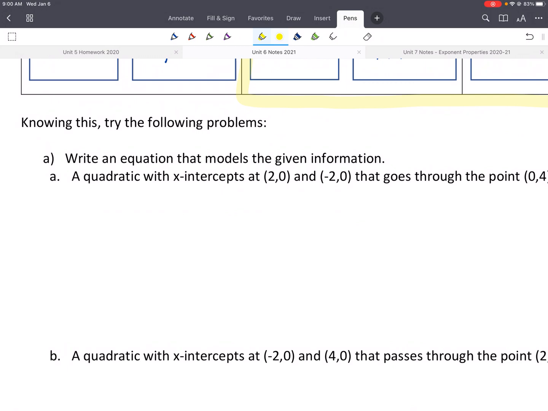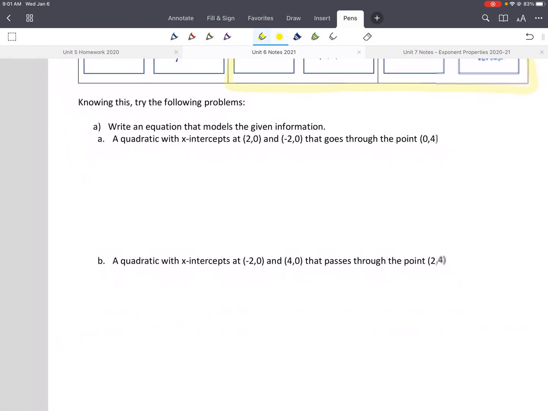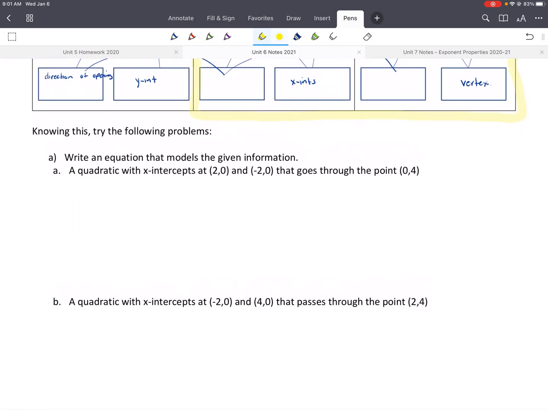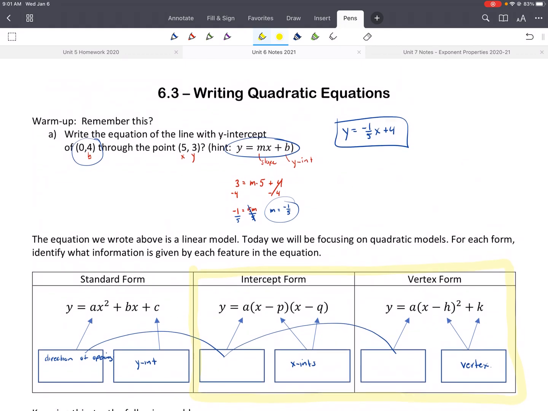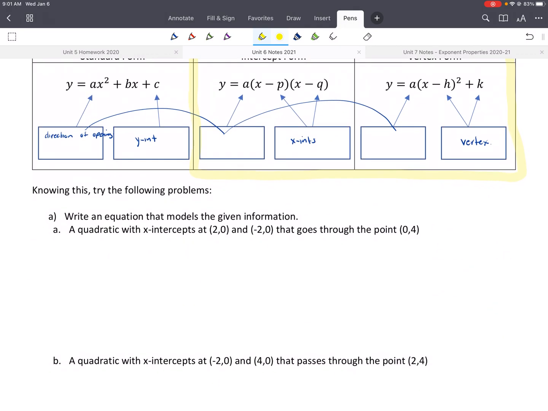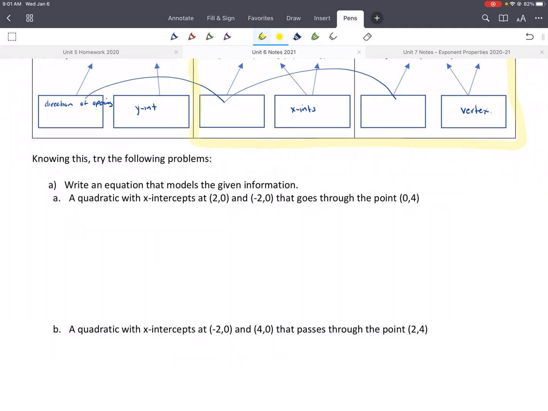Okay, so knowing what we've covered, what we just wrote down above, write an equation that models the given information. For any of these problems, these are your two choices, they're either going to give you the x-intercepts and a random point, or they're going to give you the vertex and a random point. Because if they give you that, then we can do what we did above with linear equations, and we can solve for one unknown. So let's look at A.